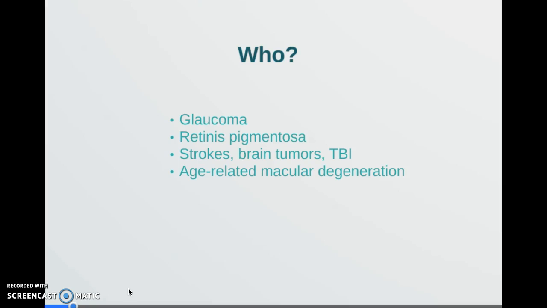We would use this with patients that have glaucoma, retinitis pigmentosa, which is a chronic hereditary eye disease characterized by black pigmentation and gradual degeneration of the retina. We would also use this with patients who have had strokes, brain tumors, or traumatic brain injury, as well as age-related macular degeneration, which is deterioration or breakdown of the eye's macula, and the macula is part of the retina that is responsible for your central vision, allowing you to see fine details clearly.